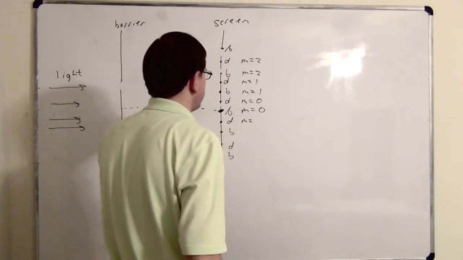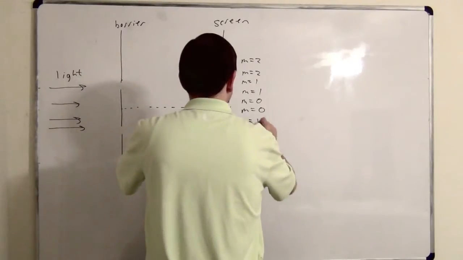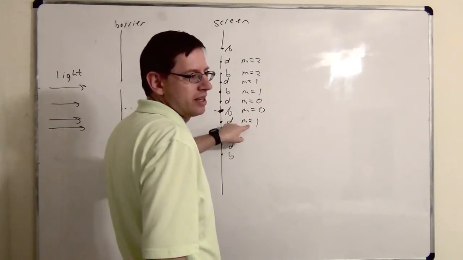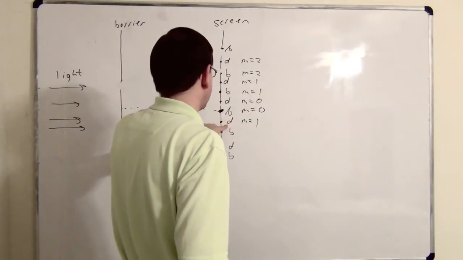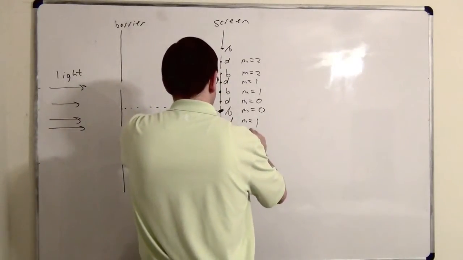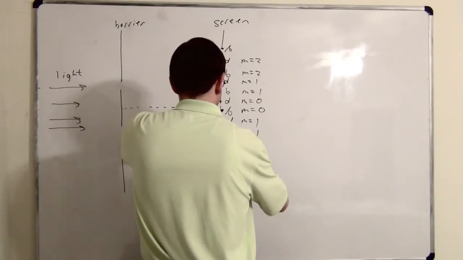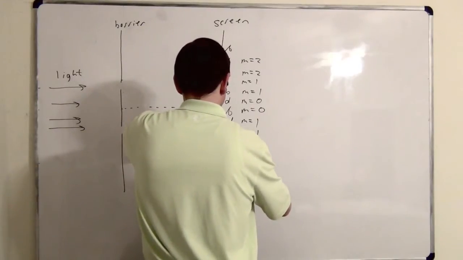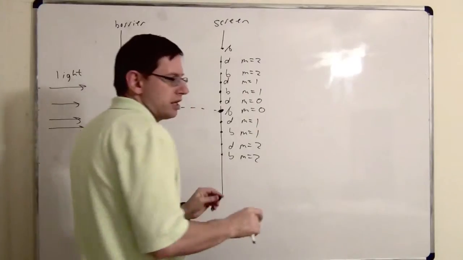I suppose if we wanted to be fancy, we could call it -1, but it's actually good enough just to call it another m equals 1 spot. So we can use m equals 1 for both of these two. So what would this be? M equals 1 bright. And this? M equals 2 dark. And this? M equals 2 bright. Good.